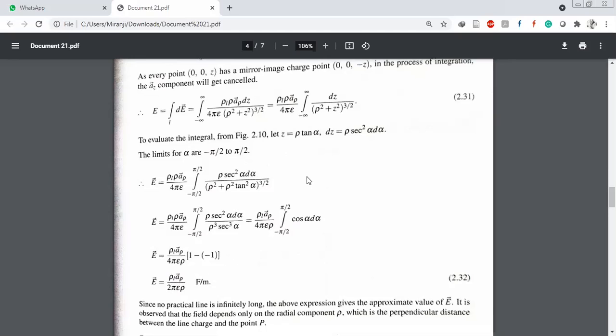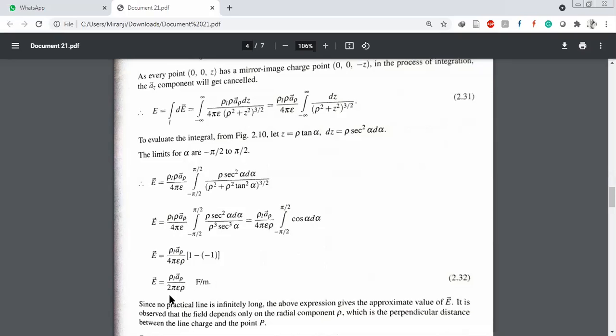Okay, substitute these values. Upper limit minus cos alpha, having a sin alpha, right? Sin pi by 2 is 1, minus minus sin theta, that's why it is minus of minus 1. It's the value of 2. So 2 in the denominator 4, both cancel each other. So E equals rho L by 2 pi epsilon rho.